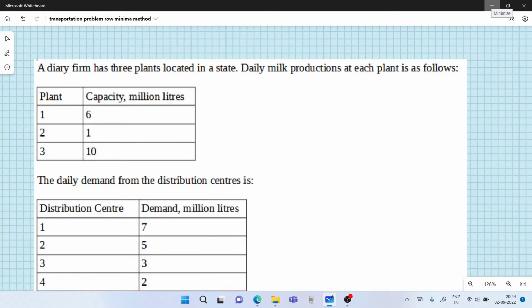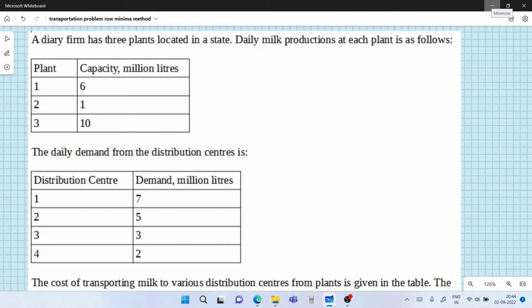The demand from the distribution centers are, from distribution center number 1, it is 7 million liter. From distribution center number 2, it is 5 million liter. Distribution center number 3, it is 3 million liter, and distribution center number 4, it is 2 million liter.